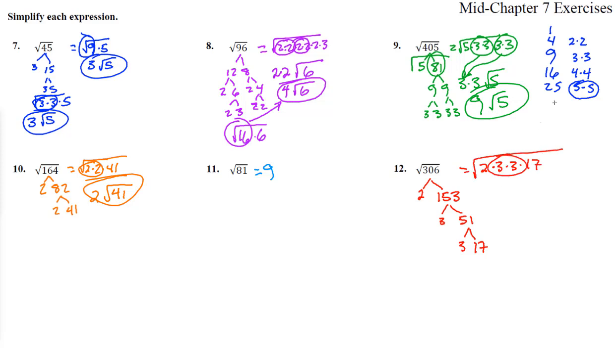And look at that. There's a perfect square right there. That'll come out. Square root of 3 squared is 3. And then 2 times 17 is 34. There we go. All righty.